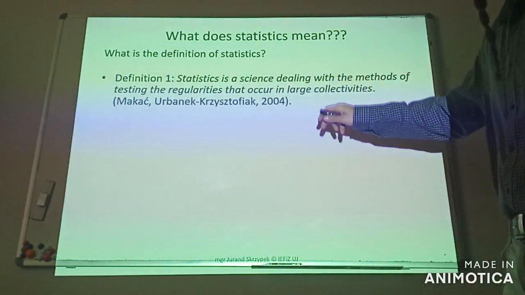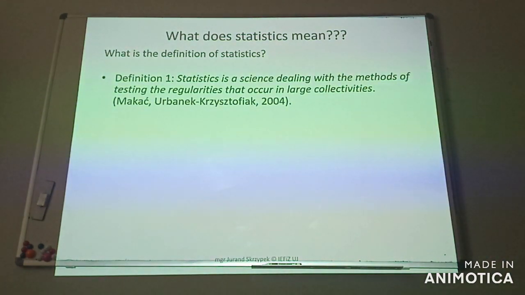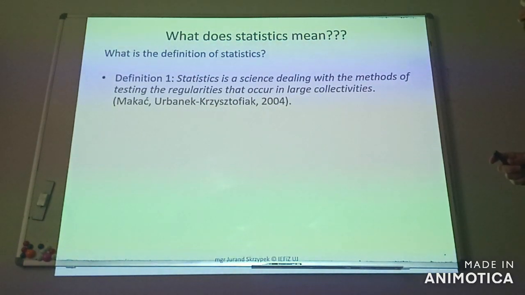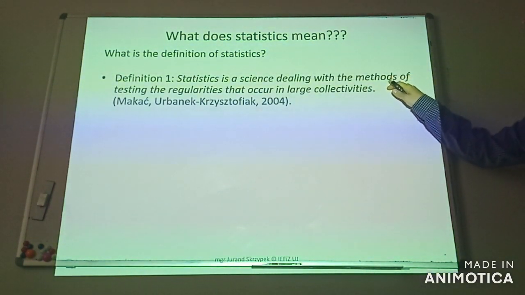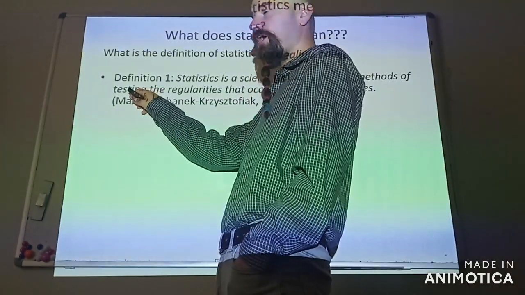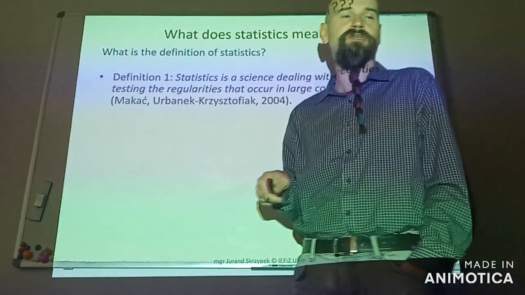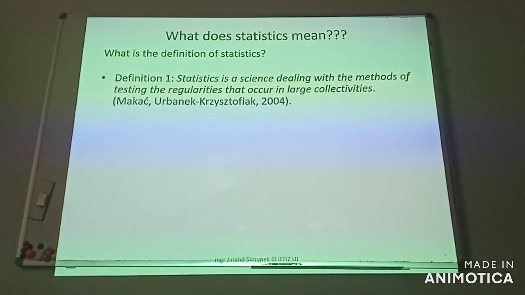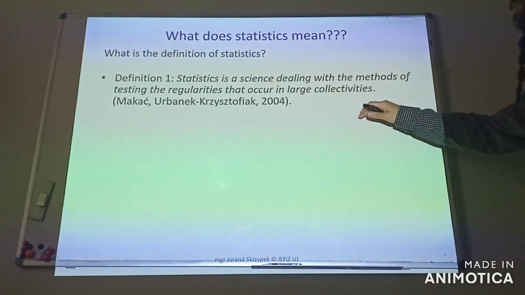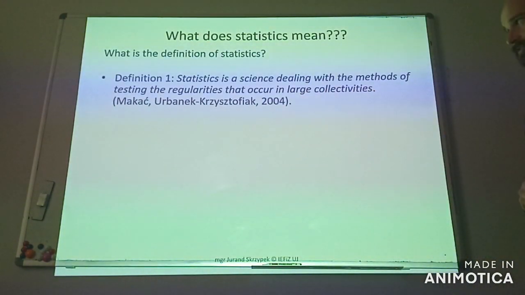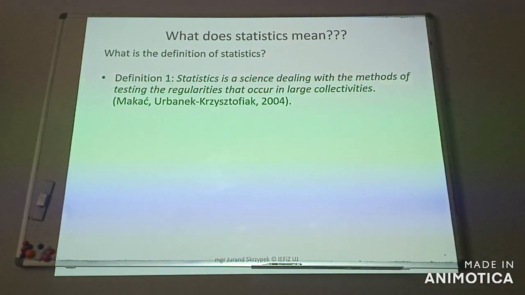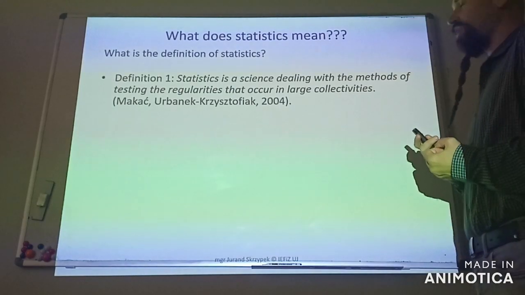Definition one goes first. Statistics is a science dealing with the methods of testing the regularities that occur in large collectivities. So we are talking about methods, statistical measures that help us in testing the regularities, different phenomena that can be expressed by numbers. And these phenomena occur in large collectivities. So the dimension, the size of these phenomena are large. So we need to utilize some mathematical tools here.